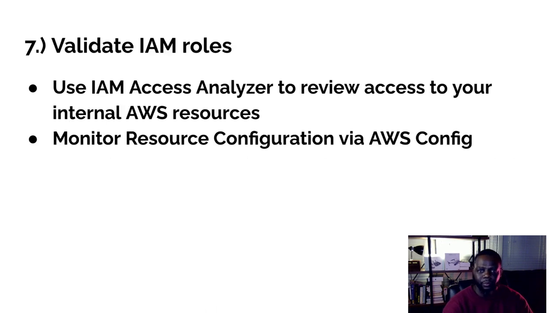Tip number 7 is, this is pretty simple, validate your IAM roles. AWS has several utilities out there, but one that I'll do an additional video on is IAM Access Analyzer. Basically, you can use this to review access to your AWS resources. You can use this tool to see if certain roles or permissions that you thought didn't have access to a resource actually have access. This is a way to help clean some of that stuff up.